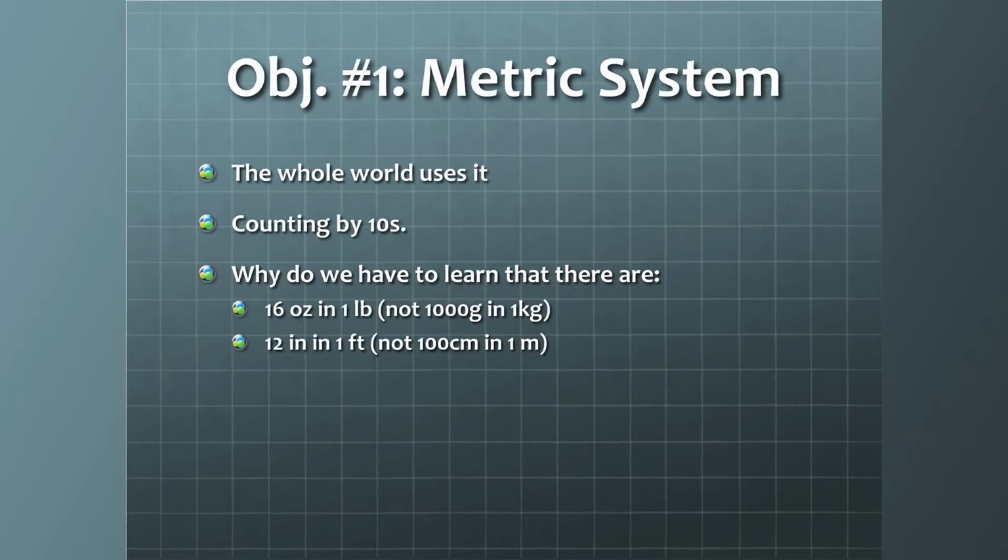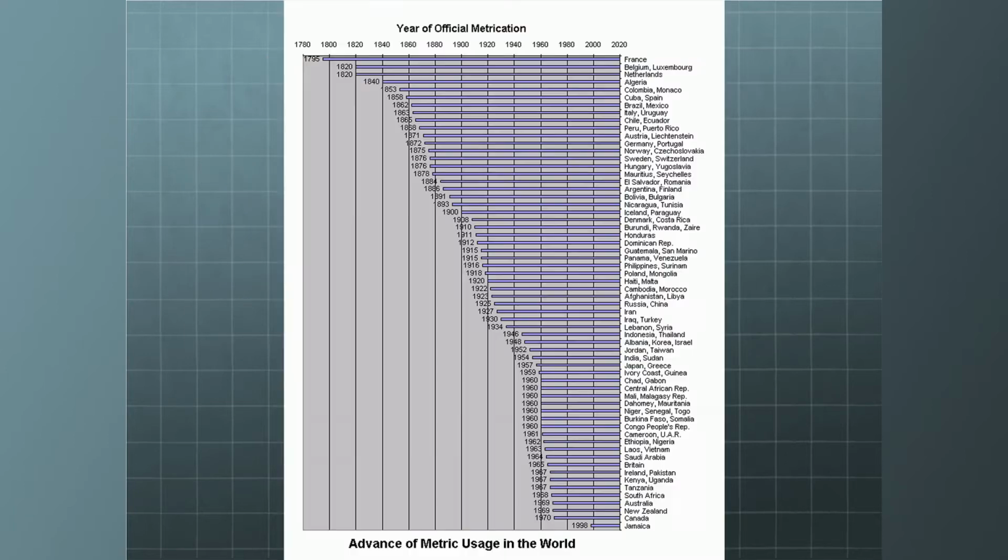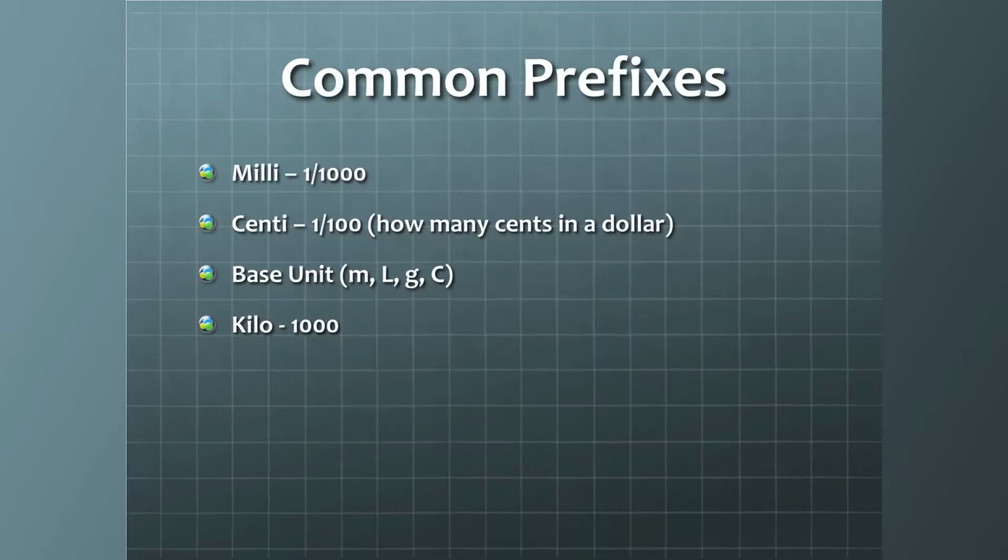So for the metric system, it's odd that we are the only country that doesn't use it, for the most part. It's counting by tens. It's an easy way to have something in common with another person so you can talk and understand the same things. You don't have to spend a lot of time remembering that there's 16 ounces in a pound or 12 inches in a foot. It's a lot easier to do 10, 100, 1,000. Here, for reference, is a chart that shows the various countries that have switched over to the metric system in the last little bit, just in case you were wondering.